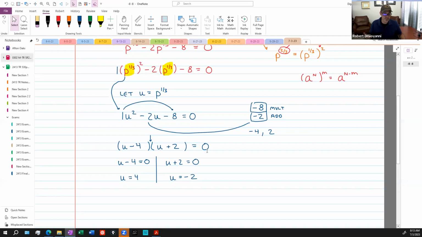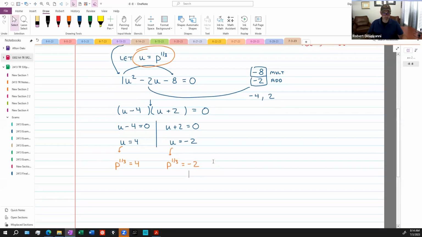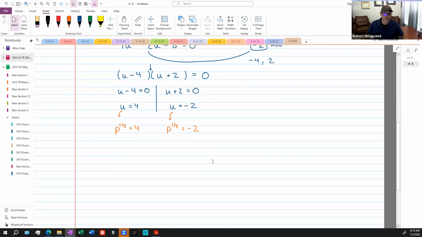Just remember, when you do these problems, if you make a substitution, you have to go back. Okay, this is not the answer. We have to solve for P here. What we solved for is U. So now we're gonna go back and remember that U was P raised to the 1/3 power. So I replace this with P to the 1/3, then equals 4. And then same thing here, P to the 1/3 equals negative 2. And now we have to solve for P.